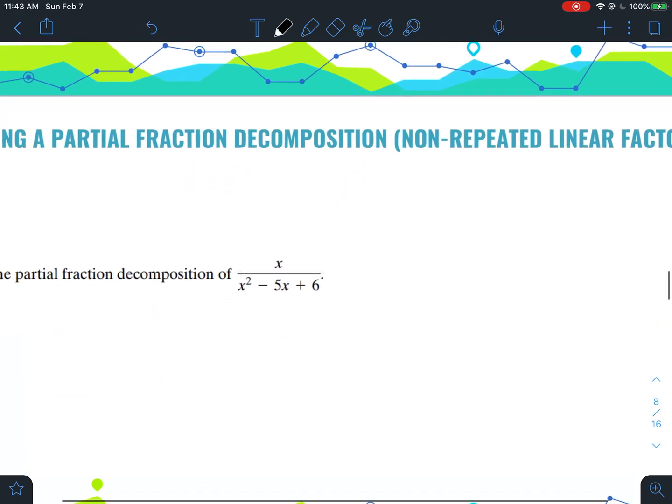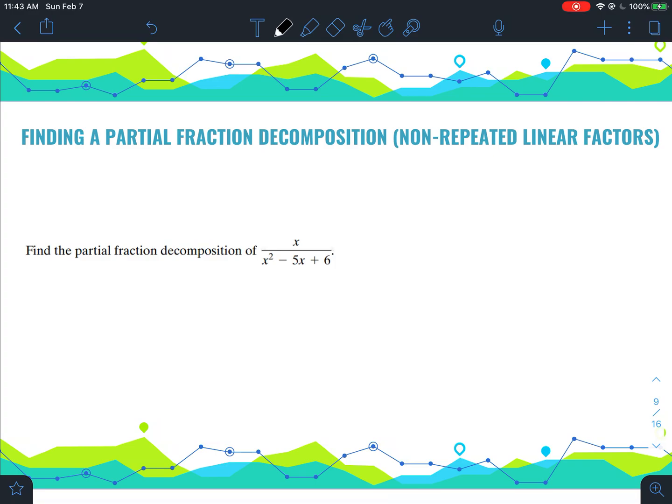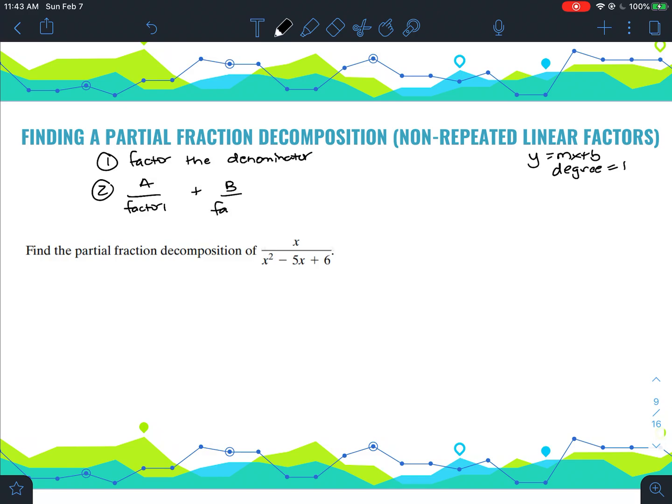All right, so let's decompose some more. Again, remember, if there are non-repeated linear factors, and linear factors means the degree is 1, then your first step is to factor the denominator. And then you're going to break it up into a over factor 1 plus b over factor 2, et cetera, as many factors as there are. So this is going to be x over x plus 6, x minus 1 when you factor it. So this is going to be a over x plus 6 plus b over x minus 1. There's two factors and they're different.